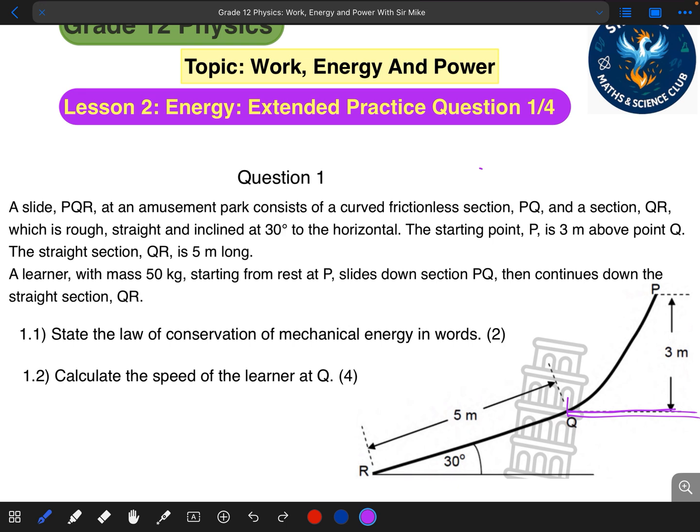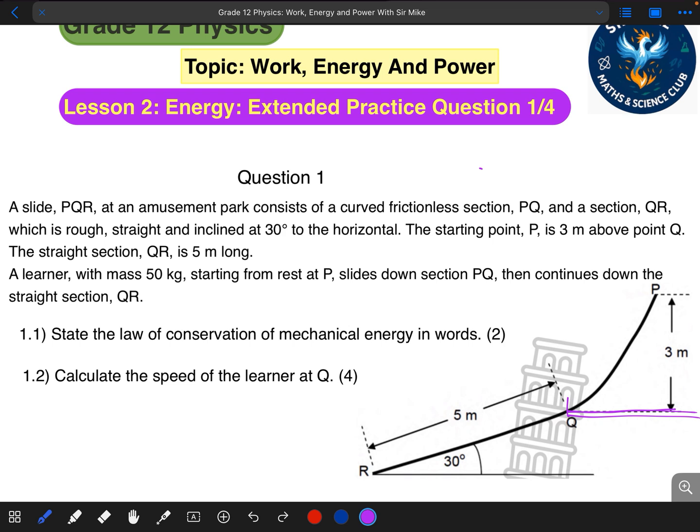So in this case, for 1.2, what you must just notice is that this section PQ is actually a frictionless surface. So we can actually use the principle of conservation of mechanical energy on that section there, right? Because we do not have applied force, frictional force, tension or air resistance there.